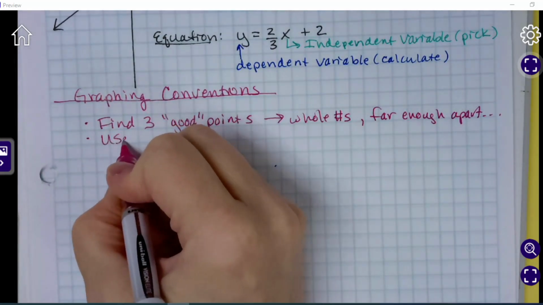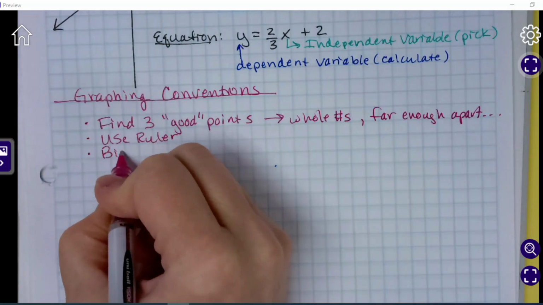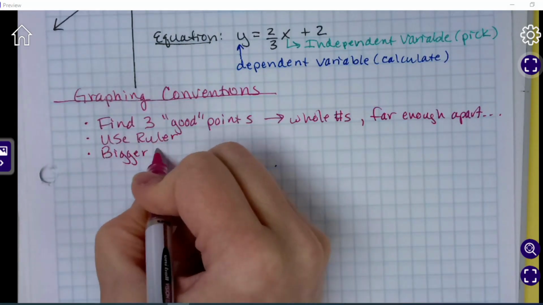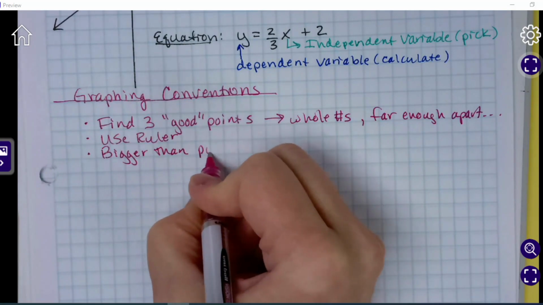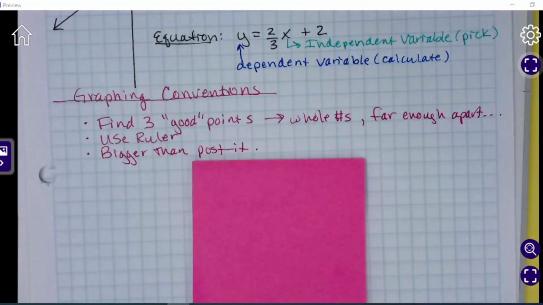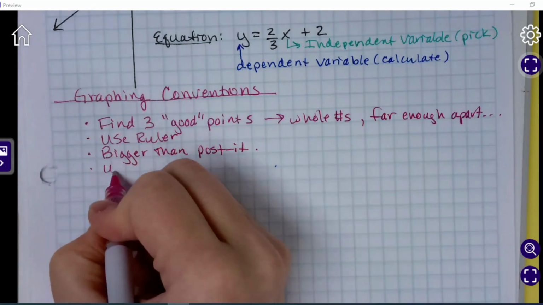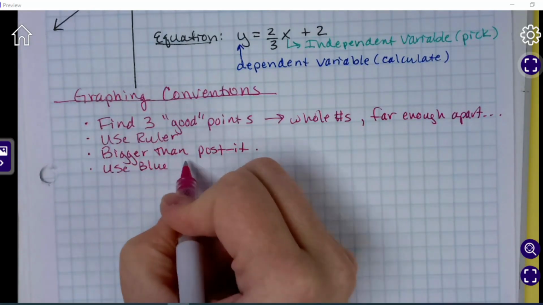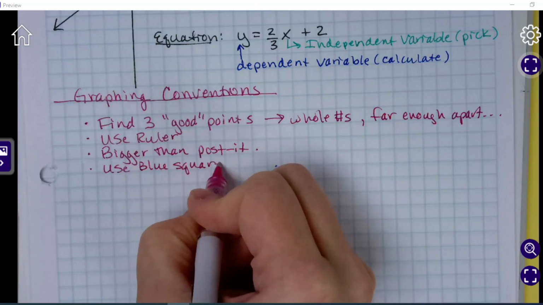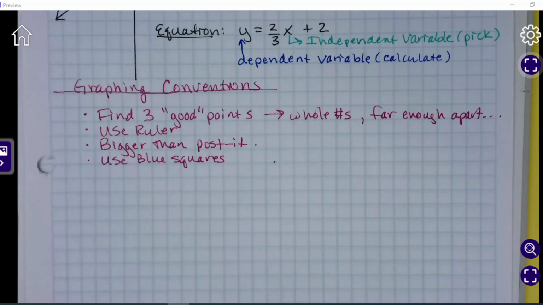As with all graphs, you use a ruler. Your graph for class needs to be bigger than a Post-it. So if I can cover it up with a Post-it, it's too small. It's not an effective graph. So it needs to be of a decent size. You need to use the blue squares on the graph paper. I know it sounds funny, but people sometimes just ignore the squares and freehand it. No, but use the blue squares.